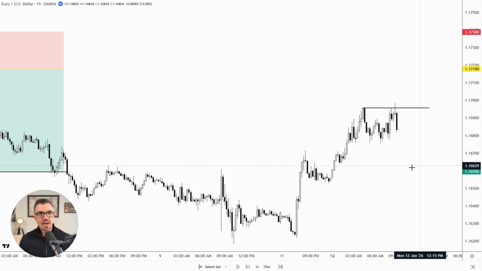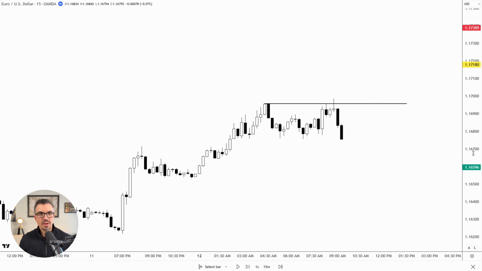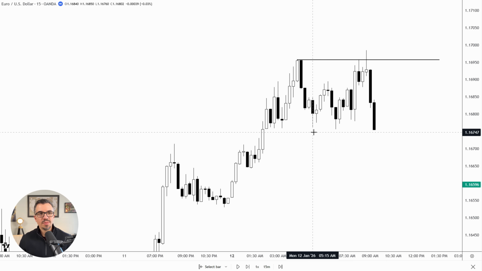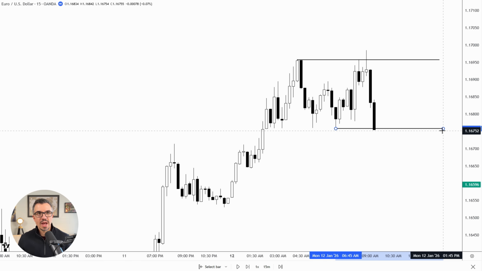Now, the moment that we get that wick above, I am immediately looking for a close below the low that triggered it, okay? So that right there is gonna be this low right here. Now, they're pretty much equal lows through here, but in this case, if this low was a little bit lower, then this is the one that I would use because this is the low that triggered the liquidity sweep, okay? So very, very important. So from this low down here, drag my level over.